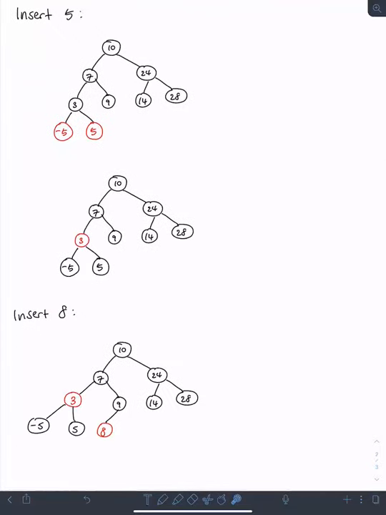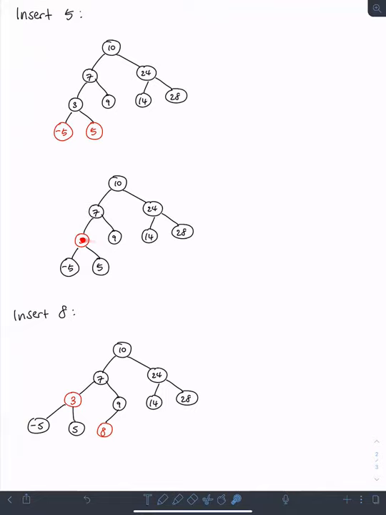Okay, well, we come across the problem of 2 red children again. So the solution is to color flip. So 5 and -5 become black, 3 becomes red, and everything is fine, right? We don't see any other invariant being broken here. It's fine to have this one red child as long as it's a left child.